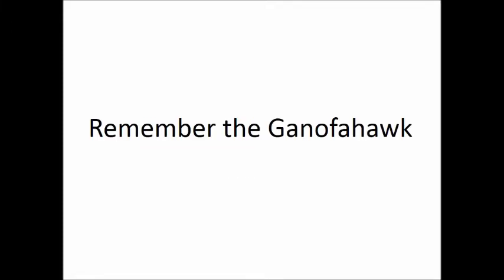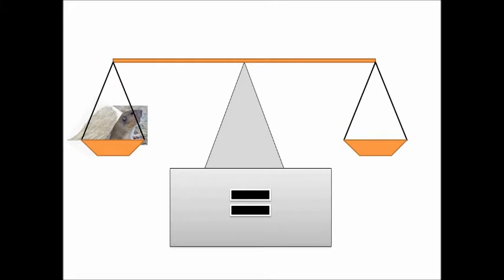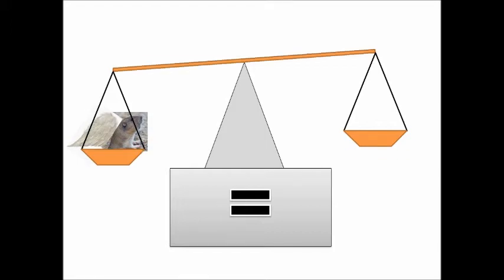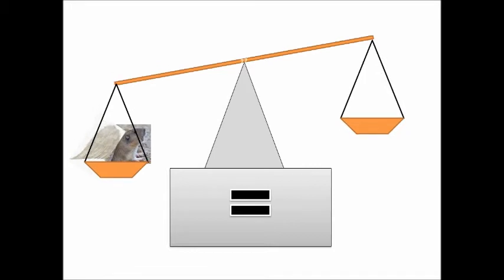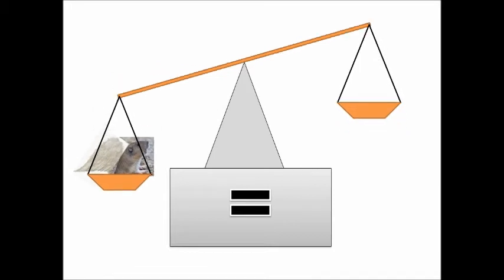Remember, Ganofa hawks are evil. It can never happen. So still no Ganofa hawks, but if the Ganofa hawk was real, we're going to put him on our balanced little scale. We have our equal sign in the middle. There's one Ganofa hawk on the left side, and he weighs down the scale.